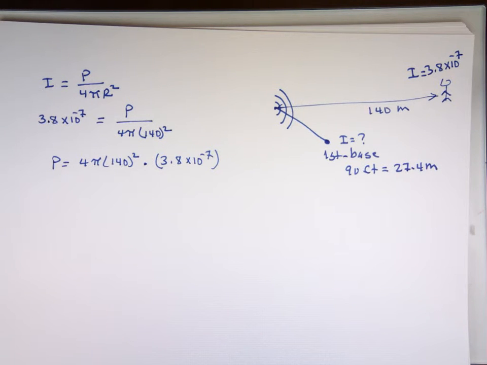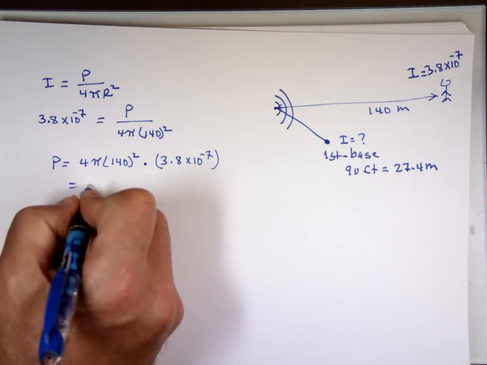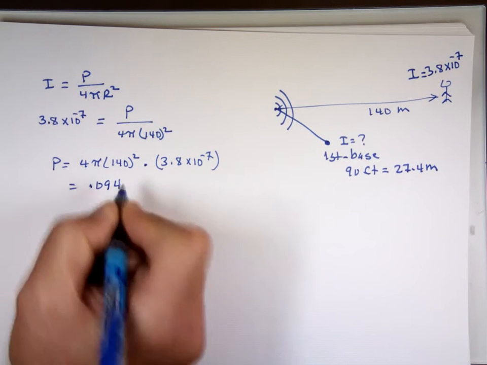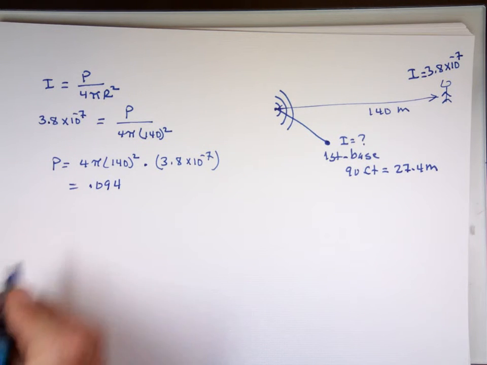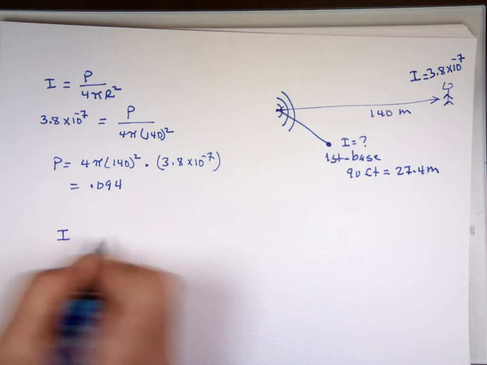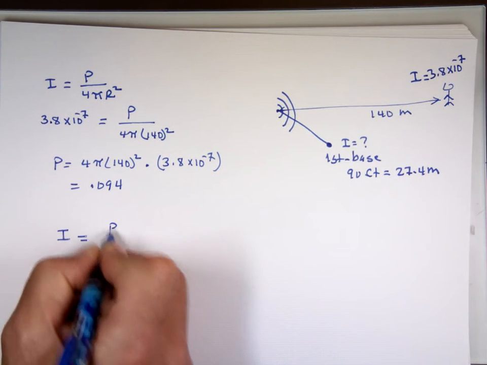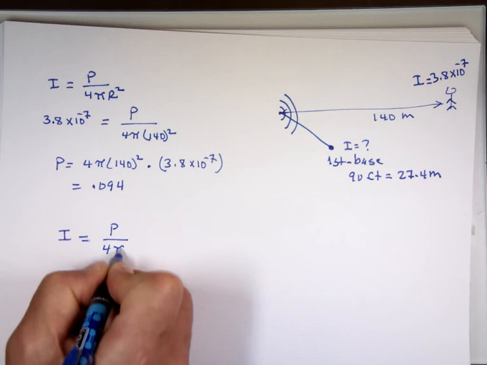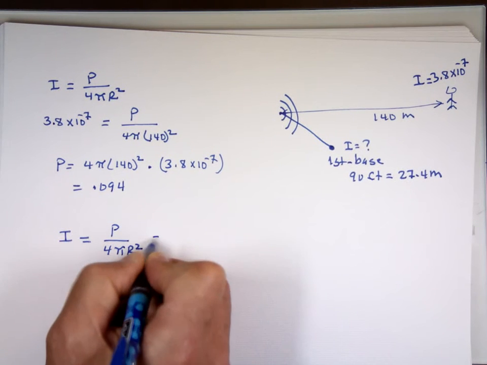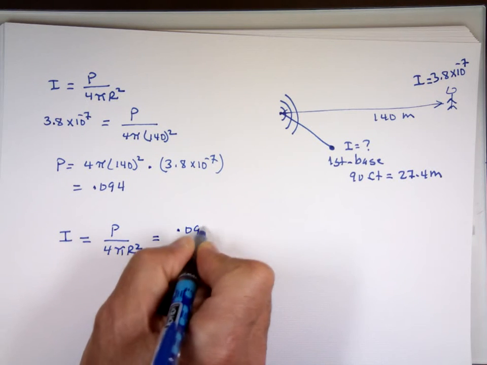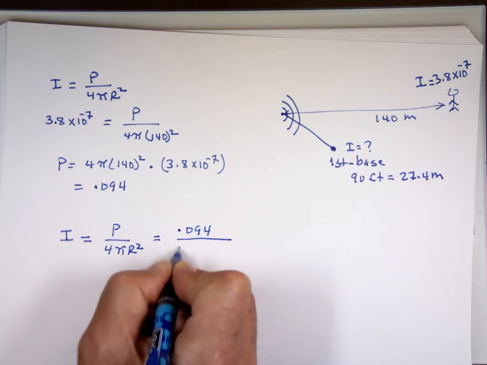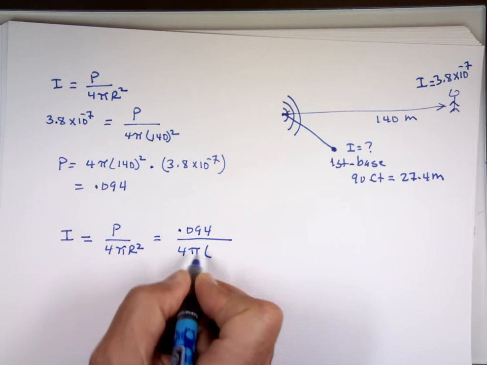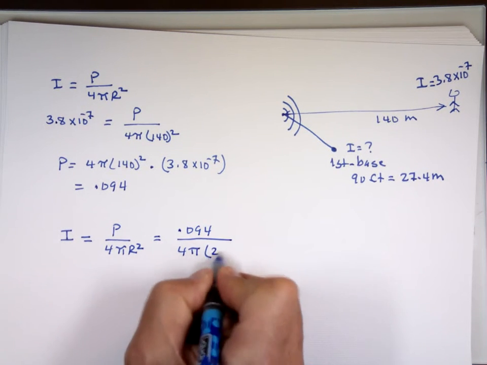Times 3.8 e to the negative 7. I got power 0.094. So the intensity now at first base is going to be the power divided by 4 pi r squared. The power is 0.094, 4 pi, and r here is 27.4.